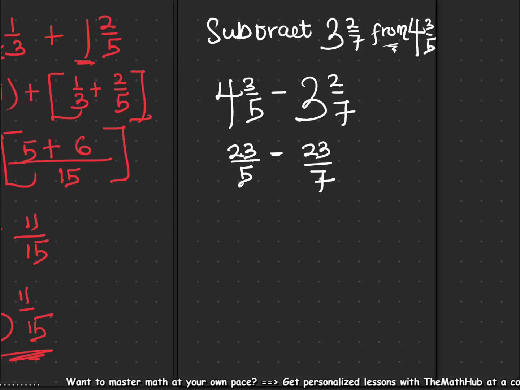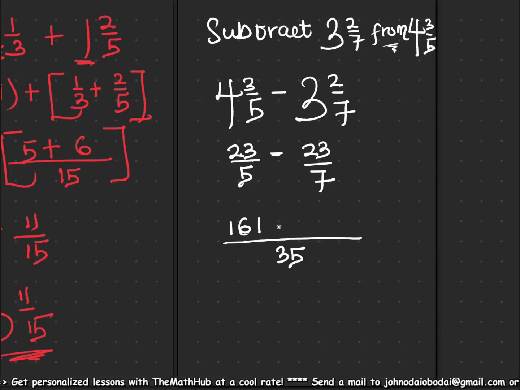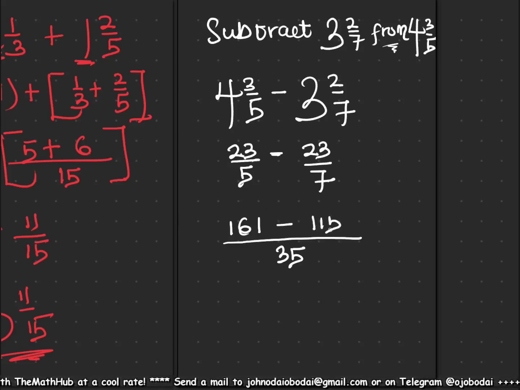The LCM of 5 and 7 is what? 35. If you guessed that correctly, big ups to you. So we have our 35, and then what do we do? 35 divided by 5 over here gives us a 7. 7 times 23, that is 23 times 7, gives us 161. Minus 7 also divides 35 5 times. The multiply of 5 by the 23. So 23 times 5. And that gives us 115 as well.